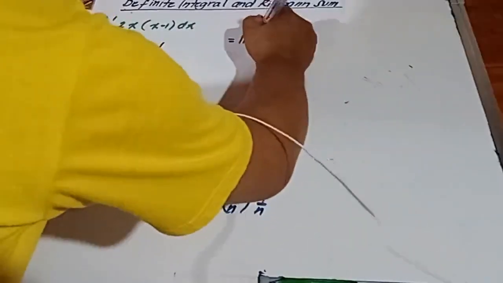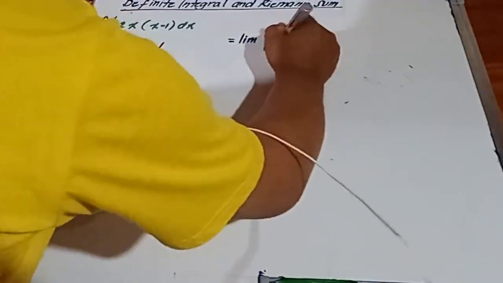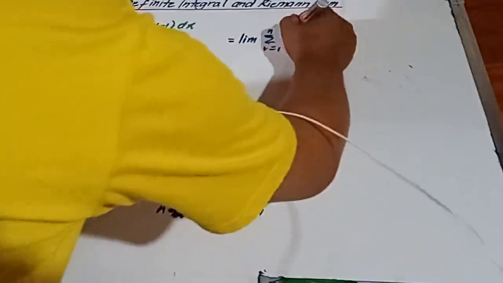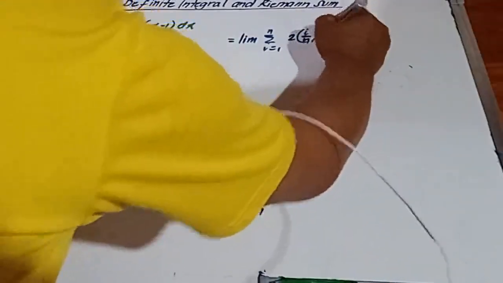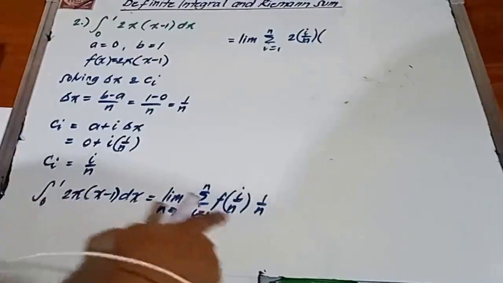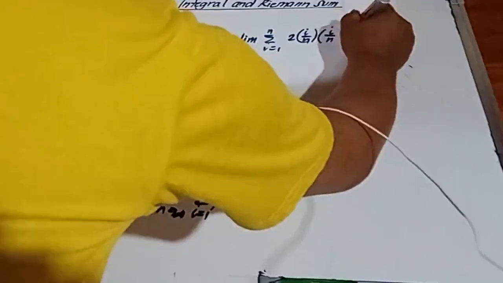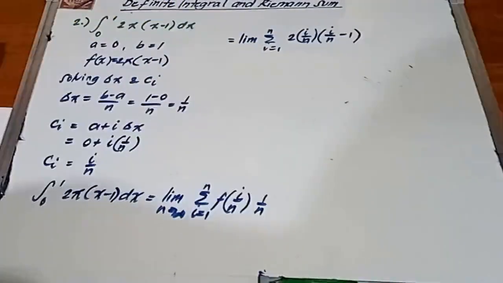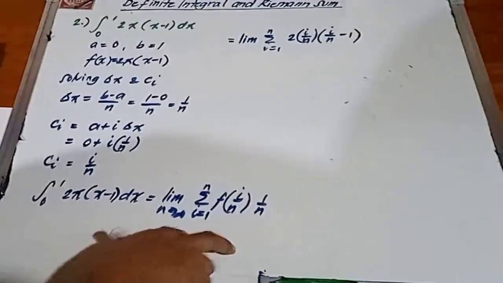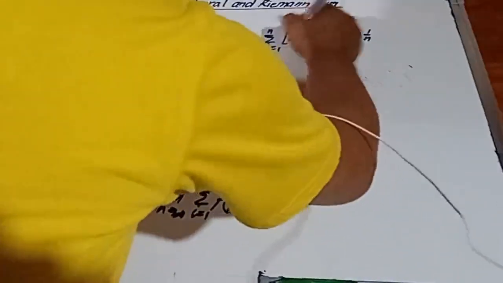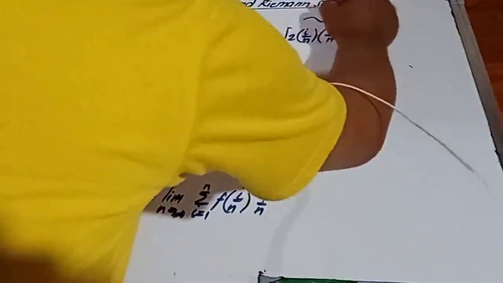We have limit, summation of i equal to 1 to n. Substitute natin dito. So we have 2i over n quantity x minus 1, or i over n minus 1. Okay? Times, of course, 1 over n. Ito yung ating f of c sub i.